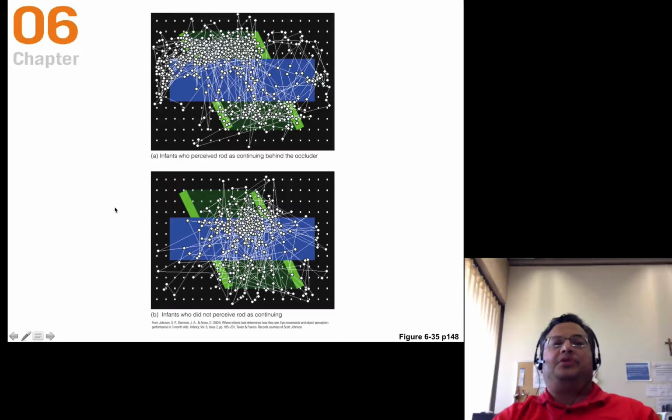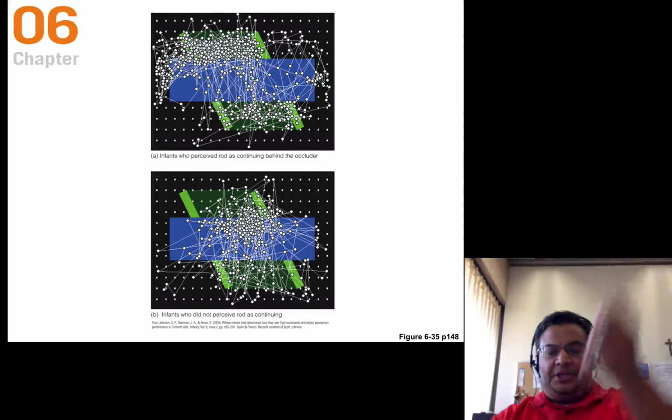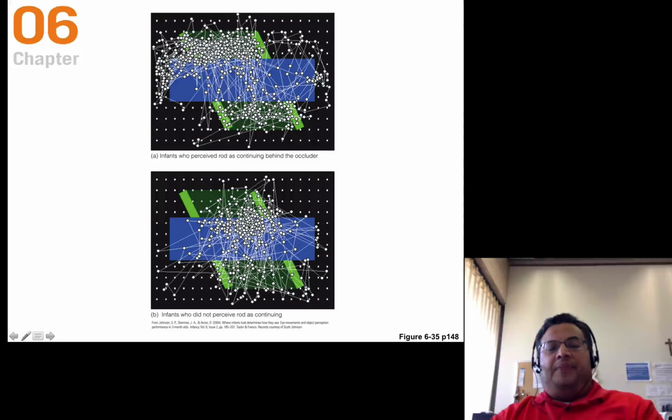So we were able to track these babies' vision, and by using this dishabituation technique, we were able to separate out the babies who perceived the rod as a continuous rod versus the babies that perceive the rod as two separate rods. They were one group or the other.